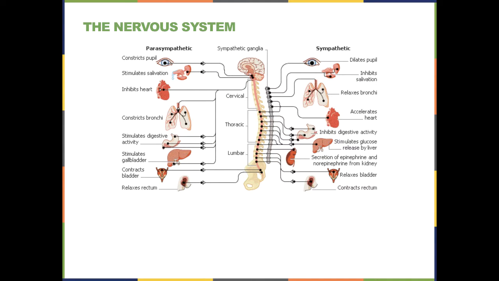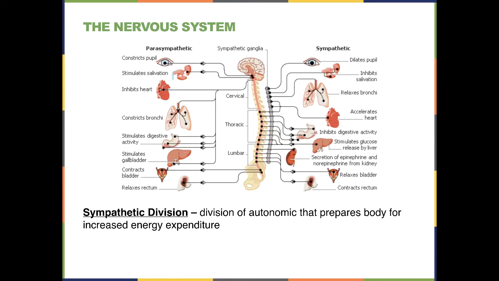And then the last division that I'll talk about is the difference between the parasympathetic and the sympathetic system. The sympathetic division of the nervous system, which is actually a division of the autonomic nervous system, prepares the body for an increased energy expenditure. It's what's also been called in the past the fight or flight nervous system.